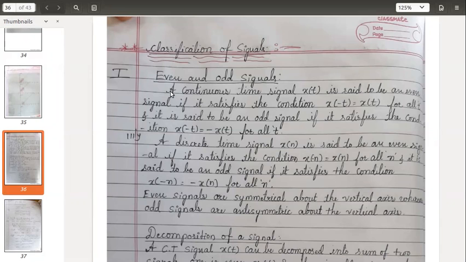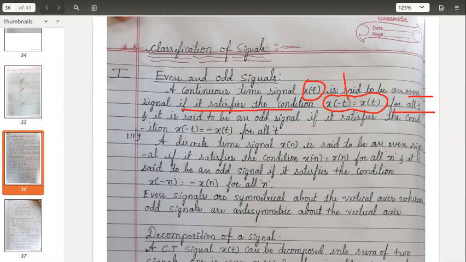signal, then how you represent these even and odd signals in the form of equation, and how you decide whether the given signal is even or odd. Now again here, even and odd might be continuous or discrete. As I told you, continuous and discrete time is a general classification applicable to almost every concept. So a continuous time signal x of t is said to be even if it satisfies the condition x of minus t equals x of t for all t.